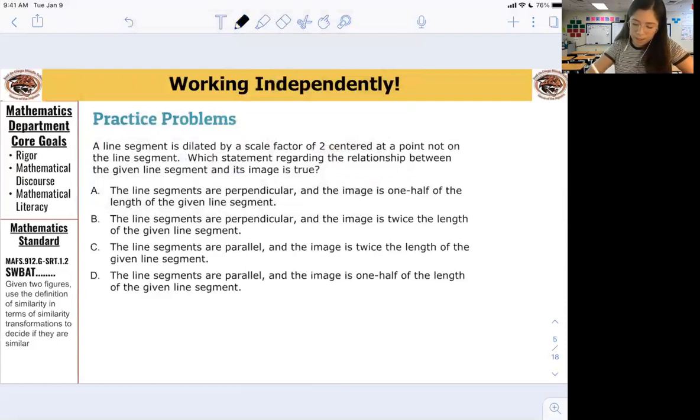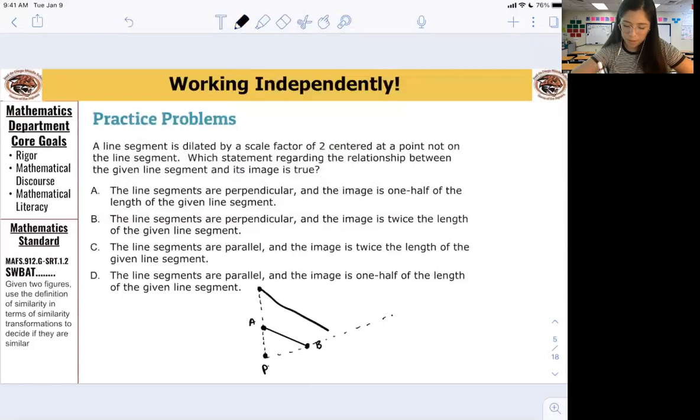So that means I have a line. I'll make this one short. It gets longer, 2 times longer, and the center of dilation is not on the line itself, so it's somewhere off to the side. So I'm just going to put it right here. And I already know that the way this works is we're going to just connect these dots until I'm twice as long. So somewhere over here. Now I'm obviously just estimating it. This is not perfect, but it's just a way for me to visualize. Okay. And then it says, which of these is true?